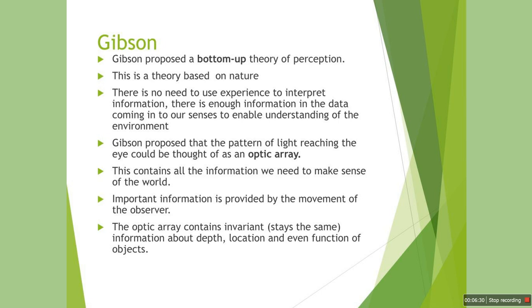What are the features of Gibson's theory? The starting point for Gibson's theory was that the pattern of light reaching the eye, known as the optic array, contains all visual information necessary for perception. This optic array provides unambiguous information, clear information about the layout of objects in the space. Light rays reflect off surfaces and converge into the cornea of your eye.